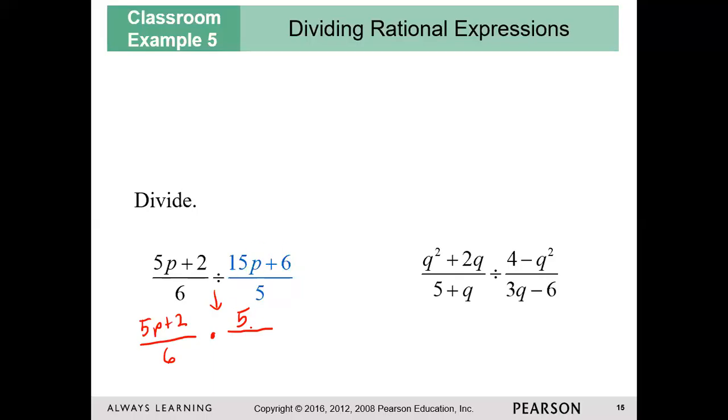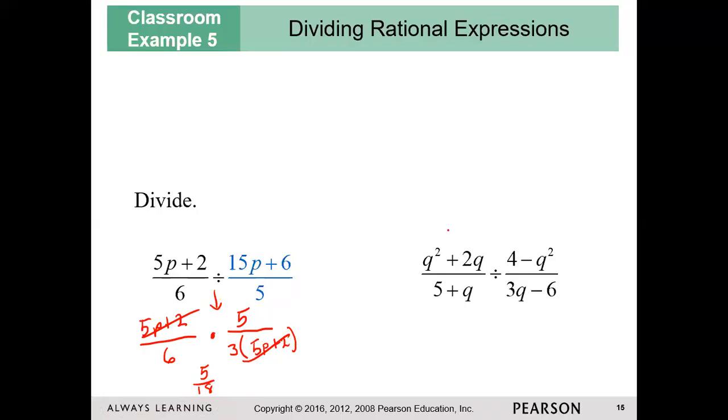So I might as well get some bang for my buck here and factor out what I can while I'm at it. There's a 3 in common, which leaves you with 3 and then parentheses 5p plus 2, which is beautiful for us because we have a 5p plus 2 over here and a 5p plus 2 down there. So we're just going to knock those right out, and that leaves us with a final answer of 5 over 18. And we're done with that one.